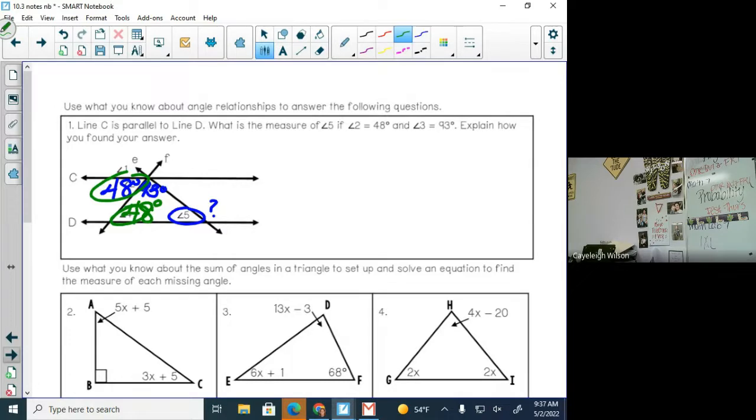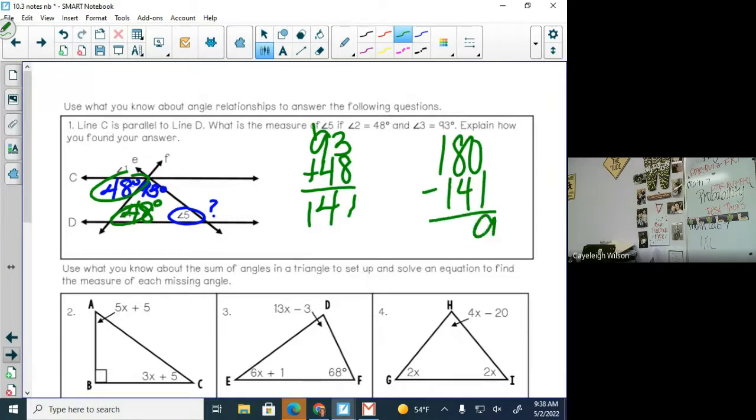I personally, what I did was once I knew these 2, I knew that 93 plus 48 is 141, and I know that a triangle makes 180. So I did 180 minus 141 and got 39. I also could have done what you were saying. We could have found that this was also 39 and then said that angle 1 and angle 5 are corresponding.